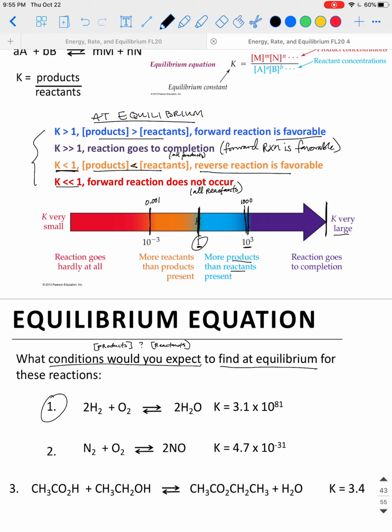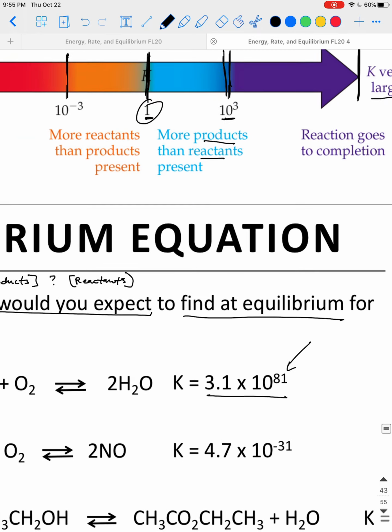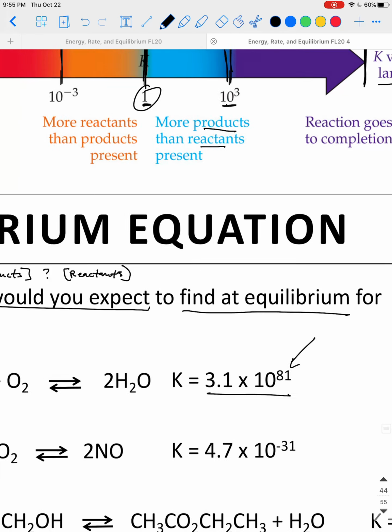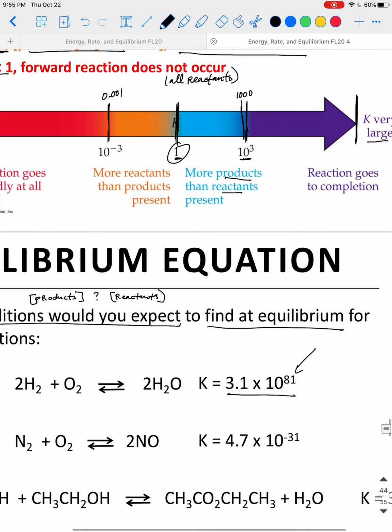Okay, so let's look at number 1. We have this reaction, hydrogen and oxygen make water, and K is 3.1 times 10 to the power of 81. Look at that, that's a huge exponent. 81 zeros after this. It's a massive, massive number, way bigger than Avogadro's number. So, if that's K, what does that correspond to?